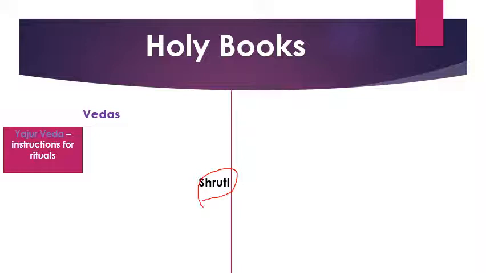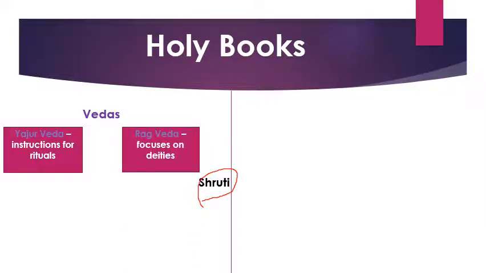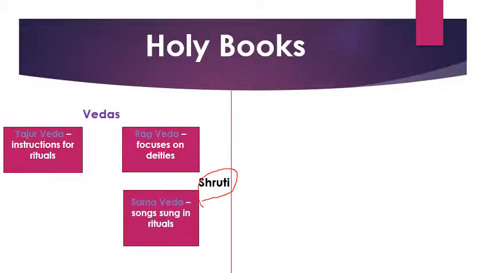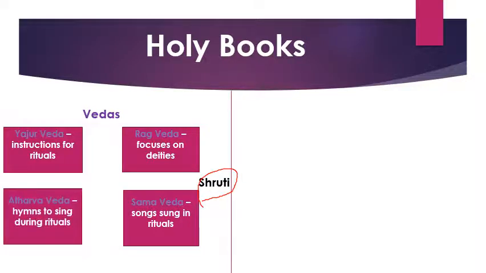One is an instruction for a ritual, and the way you do something. One focuses on the deities that we've already looked at, gods and goddesses. One is all about songs sung in rituals. And one is about hymns to sing during rituals.